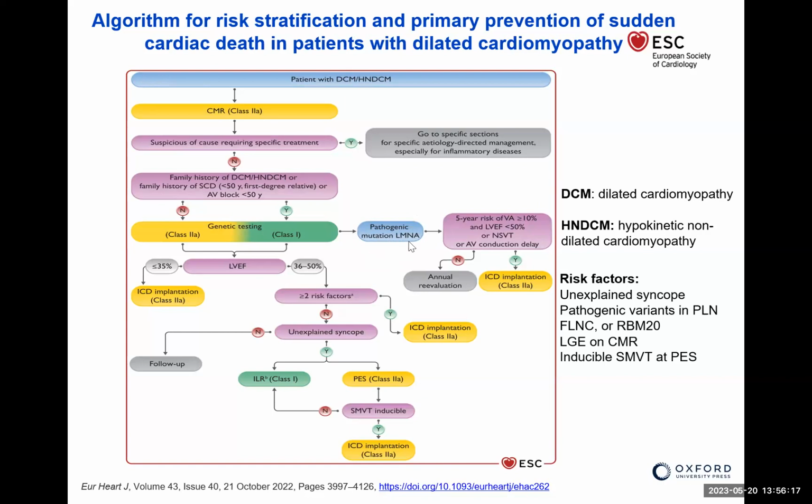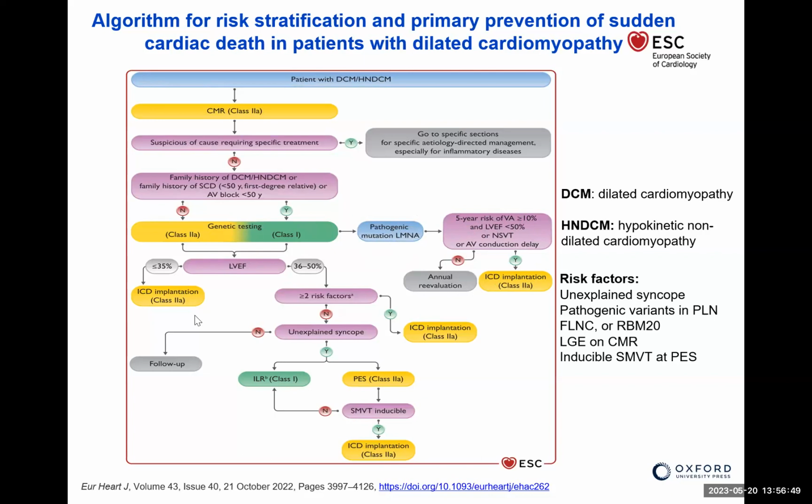If there is a pathogenic mutation in lamin, which is high risk, and the 5-year risk of ventricular arrhythmia is more than 10%, and left ventricular ejection fraction less than 50, or non-sustained VTAC or AV conduction disease, if you have this, ICD implantation is a class 2A indication. If they don't have it, then just annual re-evaluation for arrhythmia risk. If the patient has left ventricular ejection fraction of 35% or less, this is an indication for ICD.